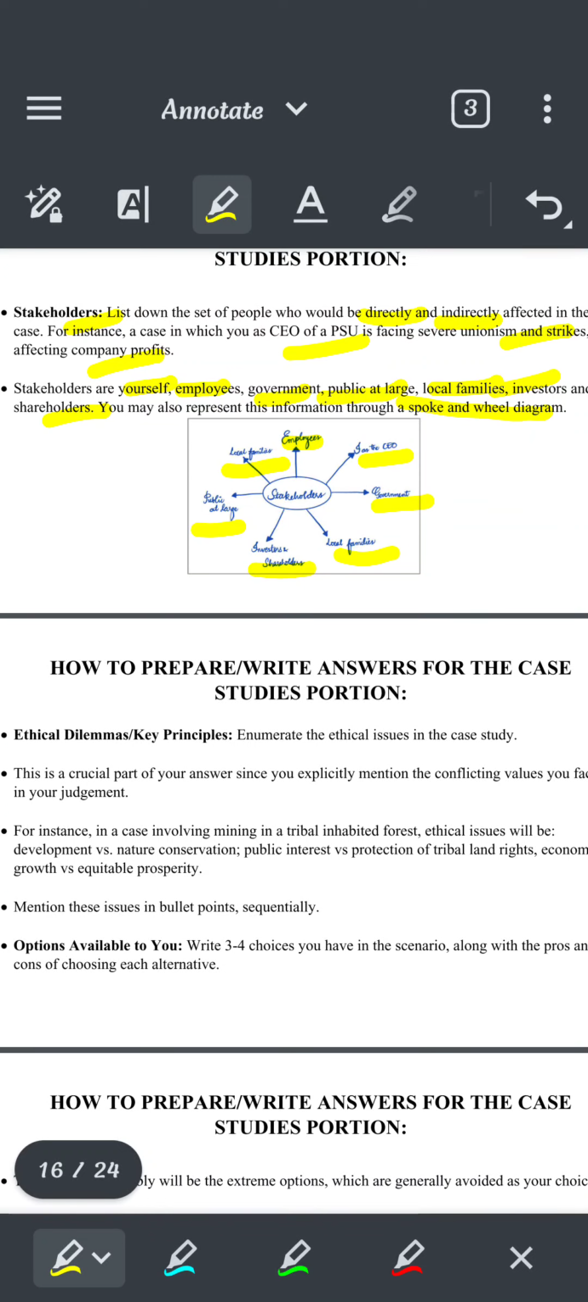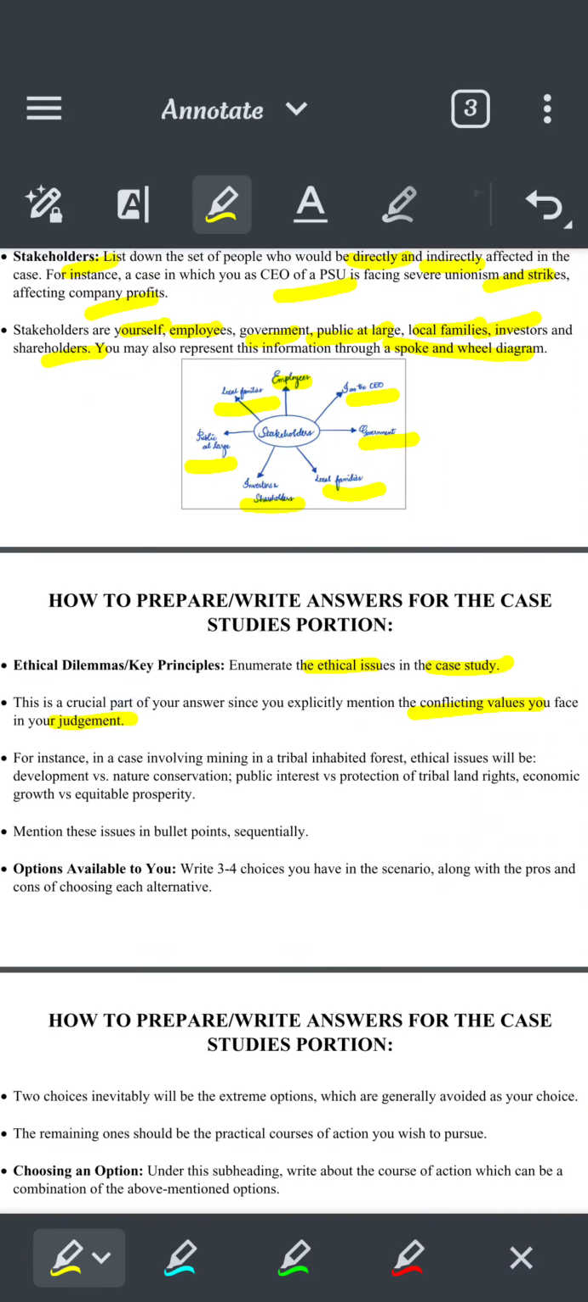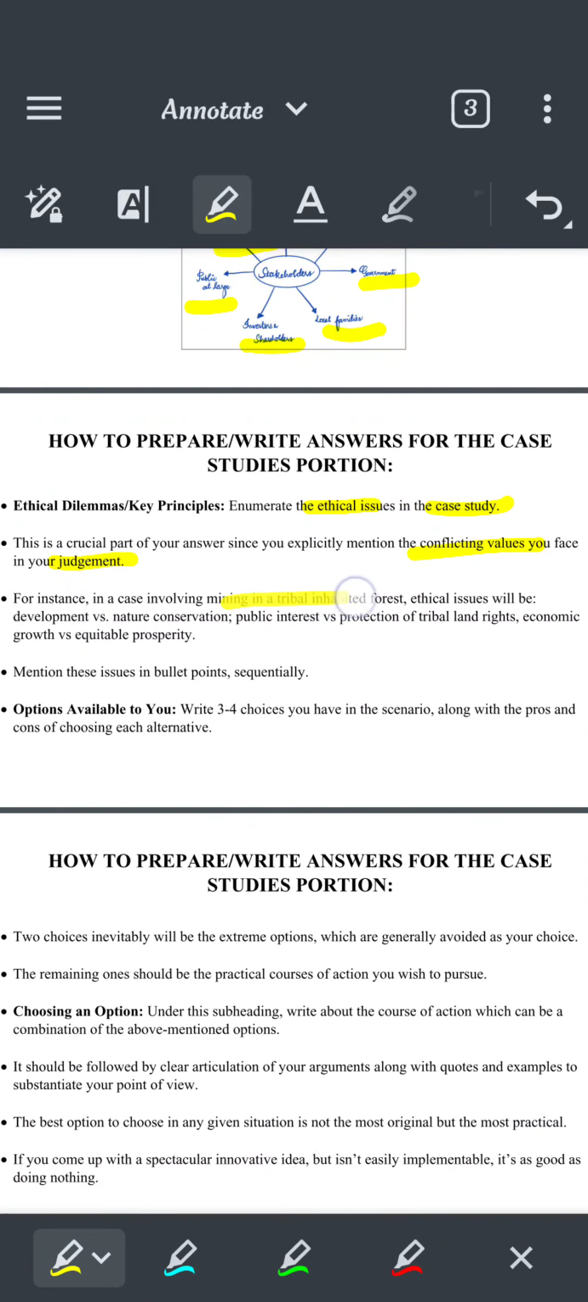So how to proceed further? Next you should write about the ethical dilemmas and the key principles. Enumerate the ethical issues faced in the case study. This is a critical part of your answer since you explicitly mention the conflicting values you face in your judgment. For instance, in a case involving mining in a tribal inhabited forest, ethical issues will be development versus nature conservation, public interest versus protection of tribal land rights, economic growth versus equitable prosperity. So mention these issues in bullet points sequentially.